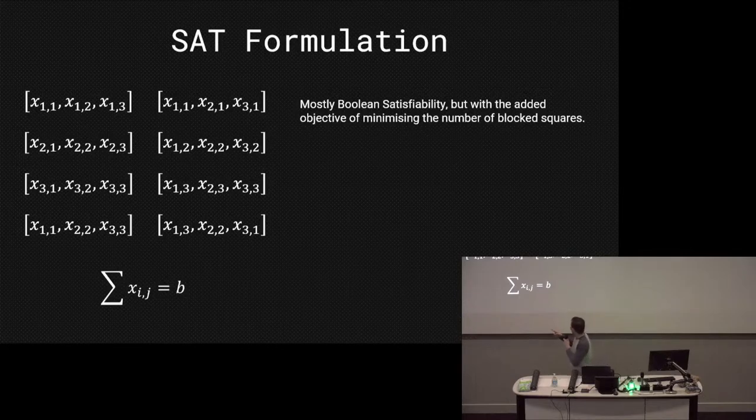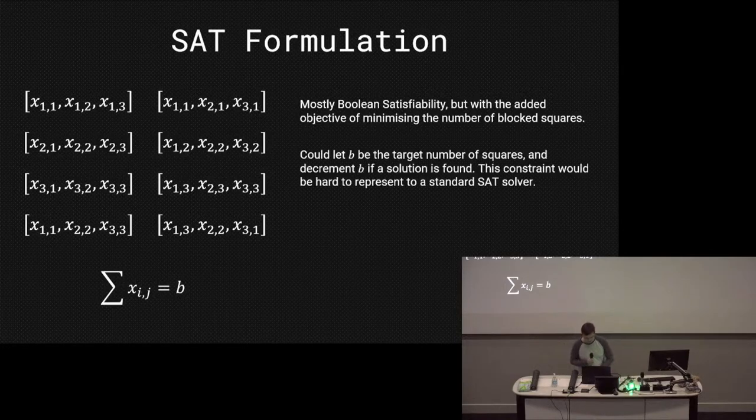Yeah. Okay, right. So this is like a 3x3 case. And if we encode it into SAT, well, we've got these nice constraints up here. We've also got this one where we need it to be equal to B. So we need to have all of the sums of all the squares, from 1,1 to 3,3, be exactly B. Now, if you try and express that in a SAT formulation, it's going to look pretty nasty. So it's mostly Boolean variables, but we've got another problem. So we could let B be the target number of squares and decrement B if the solution is found. So we will eventually hone in on the solution or find that it'll take ages to run.